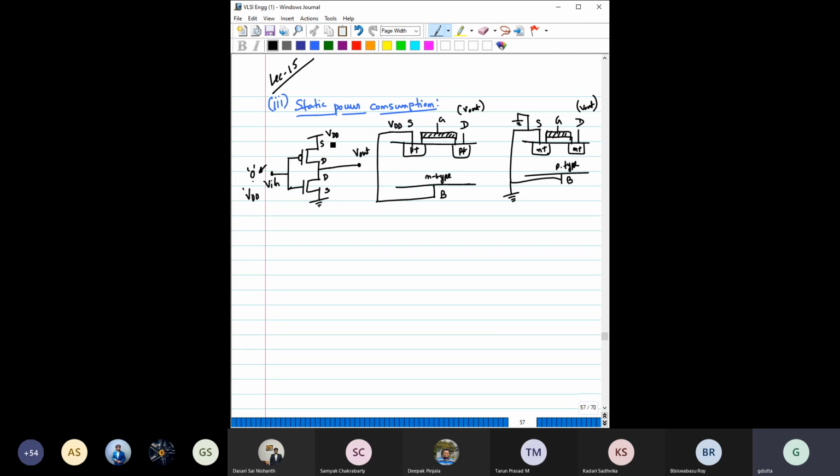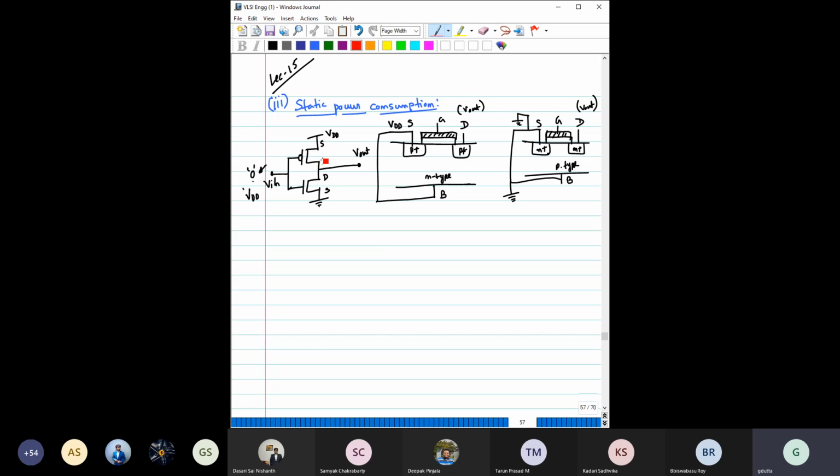So we have earlier commented on this fact: ideally there should not be any static power dissipation. However, we'll see now that there will be some static power dissipation as well because of some non-idealities.